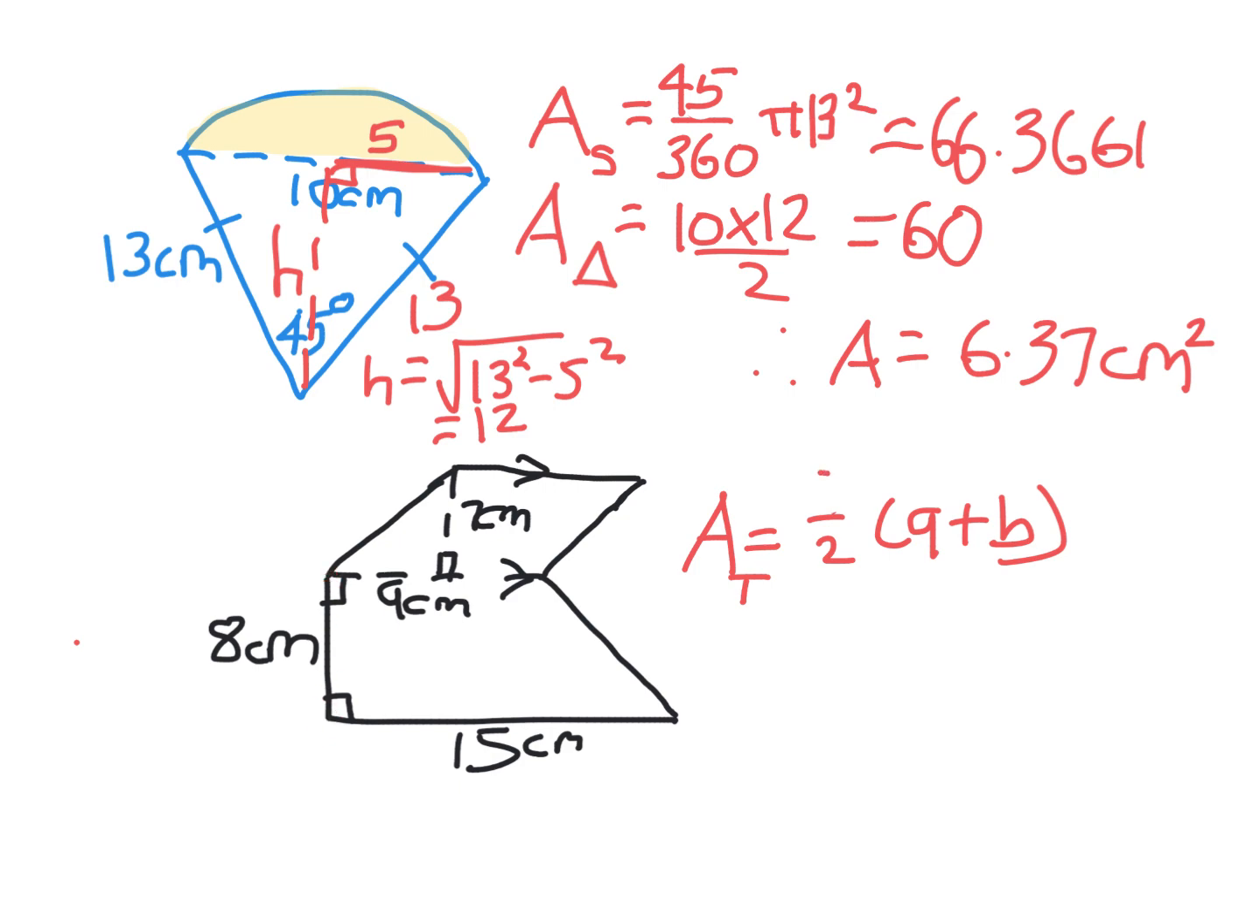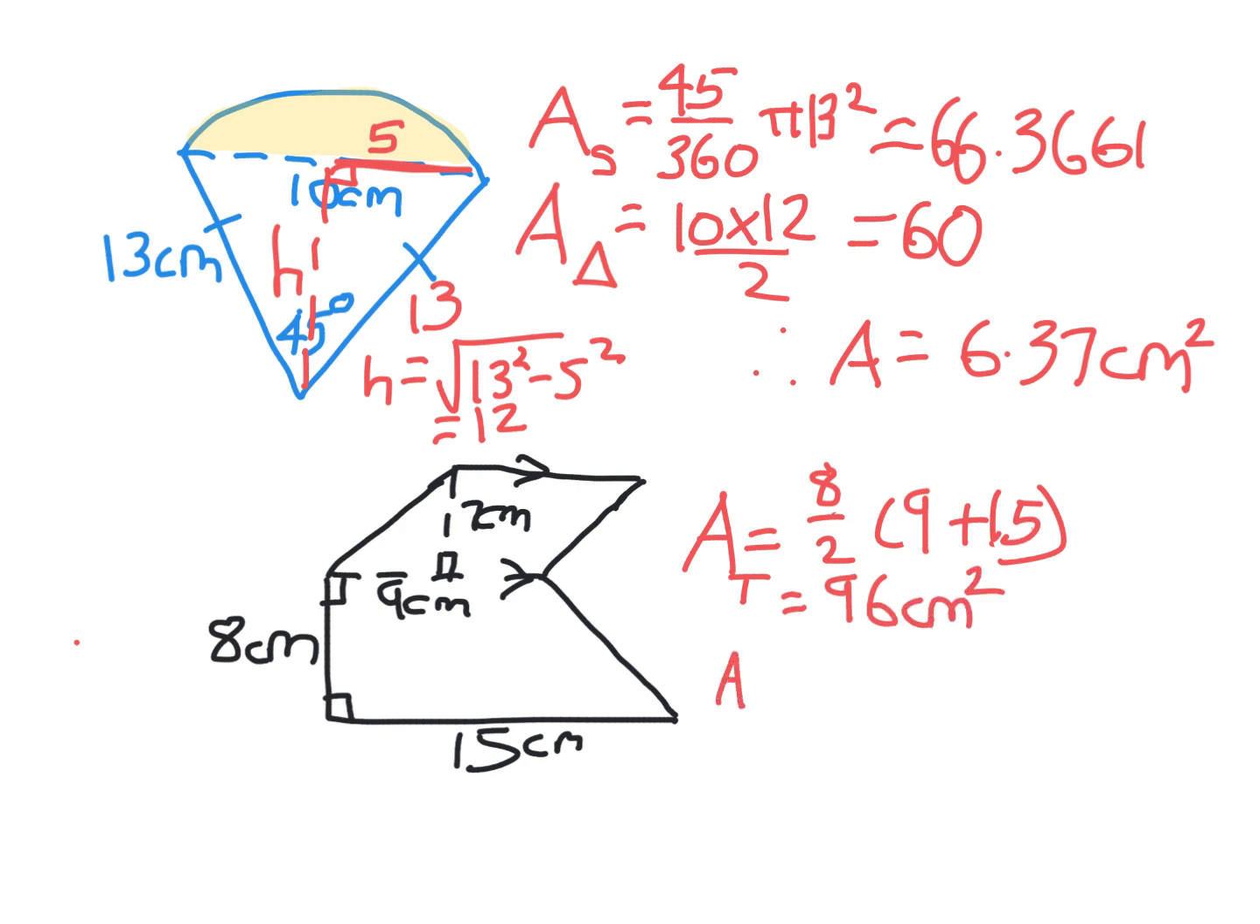So the perpendicular height is 8. Now, for a trapezium, these little a and b refer to the two parallel sides. So it's going to be 9 plus 15. So that actually gives us 96 centimeters squared.